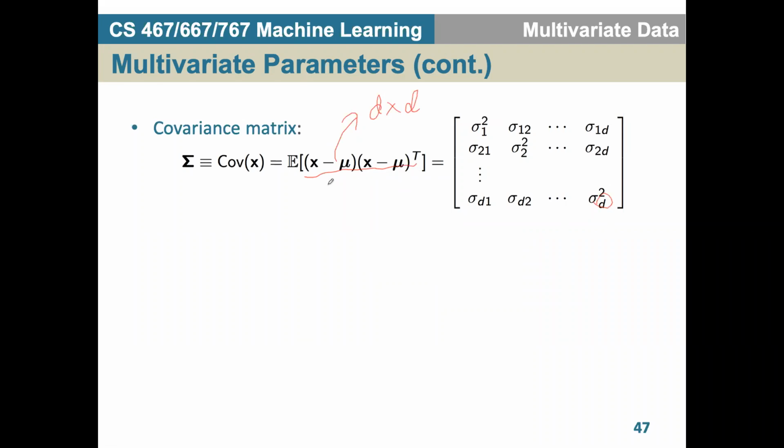Now this is just for one row, because before, with the expectation, we were just talking about one row. If you have n rows, for each row you will generate a D by D matrix, plus another D by D matrix, and so on for the n rows, divided by n. This is your sample covariance matrix. Any questions?